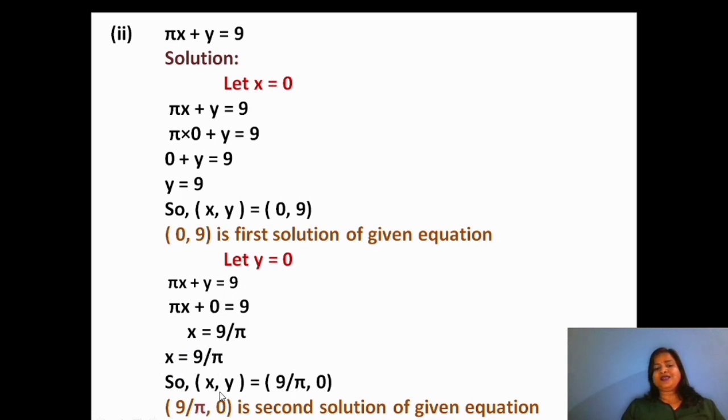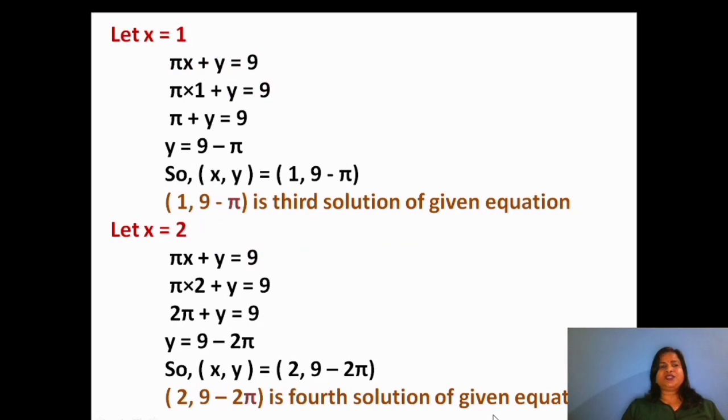So here you can see (x, y) is equal to (9 upon pi, 0), because 9 upon pi is the value of x and 0 is the value of y. So (9 upon pi, 0) is the second solution of the given equation. Now we have to find the third solution of the same equation. So we have assumed x is equal to 1.